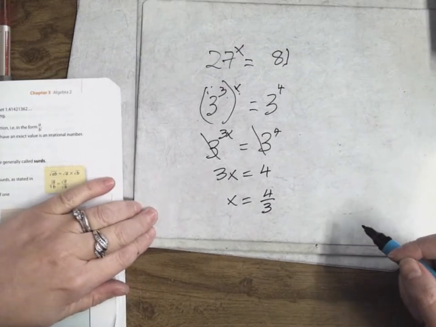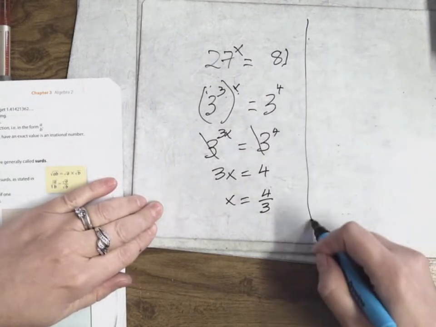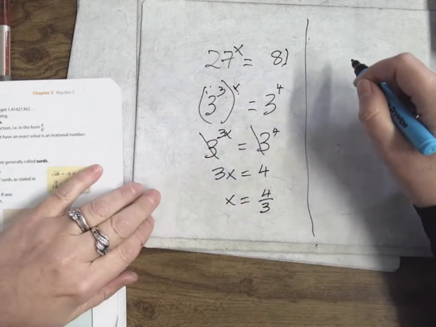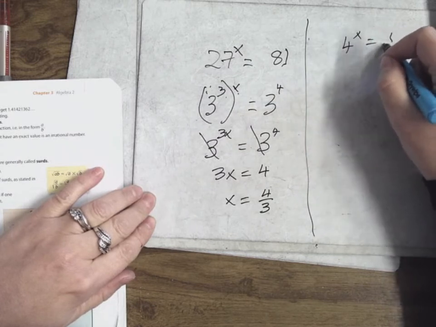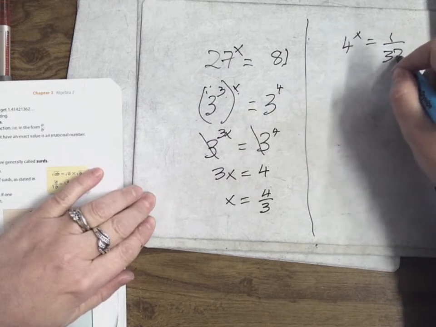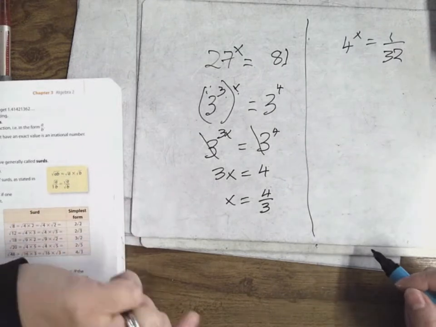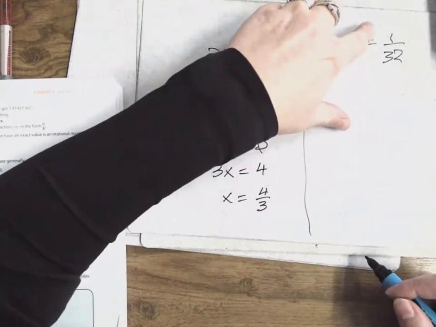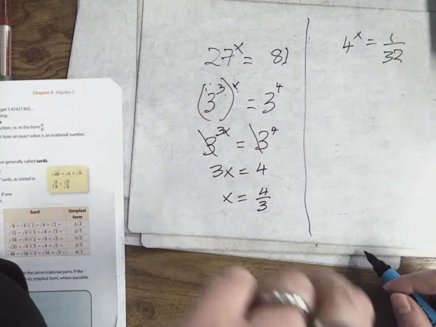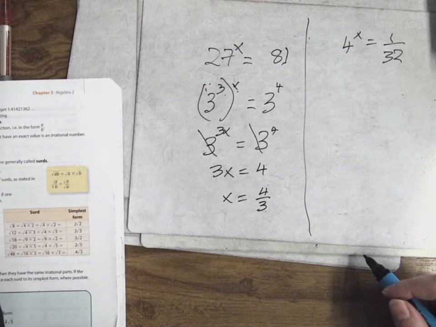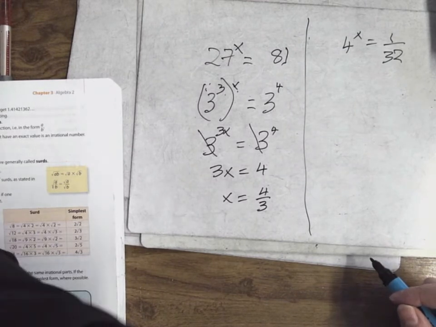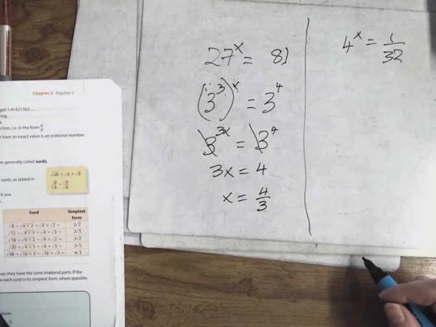Yeah? Okay, another one of those, right? How about one where one's upstairs and one's downstairs? 4 to the power of x equals 1 over 32. Can you write 32 as 4 to the power of something? No. Because 4 to the power of 1 is 4, to 2 is 8, 3 is 16, and then it goes up to 64. So it bypasses 32, so you can't do it.